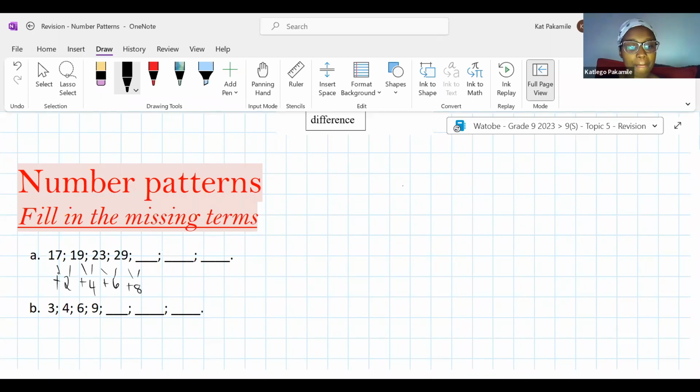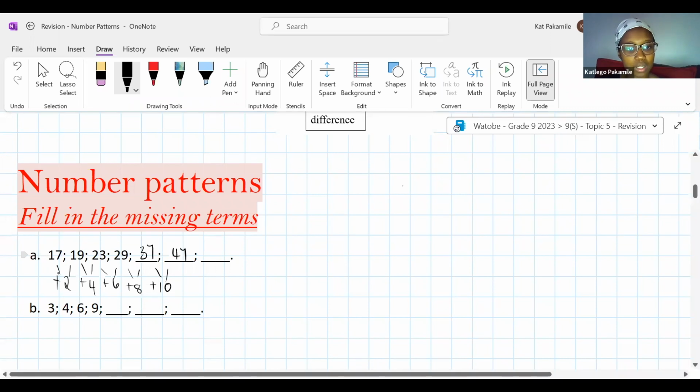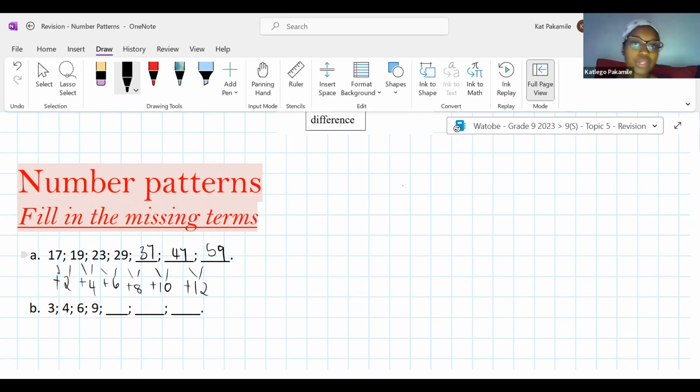So since I have you here, Sia, what's the next number? The next number would be 37. 37, thank you. And then we add how much? We add 10, so we're going to have 47. 47, and then we have our last one where we add 12, and that's going to give us 59. 59, beautiful. Thank you, Sia.